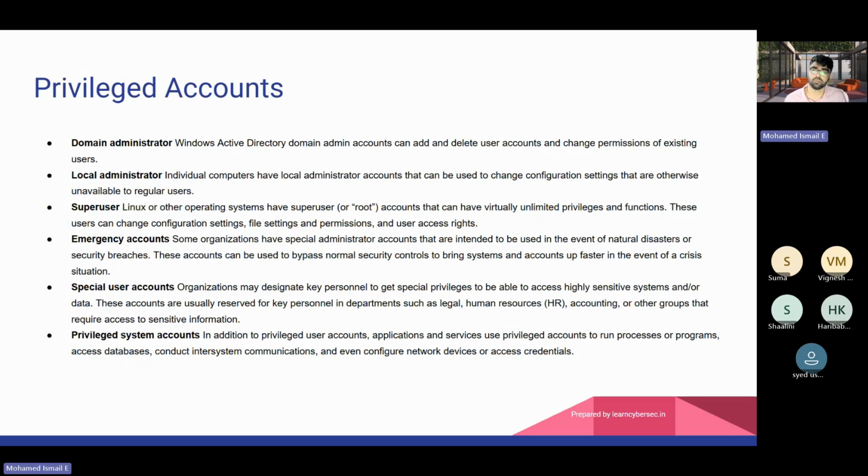But from an exam standpoint, you must know what all these accounts are. Just a simple definition, so I put the exact definition here. You just need to understand what a domain user is, what a super user is, what privileged system accounts are. For the exam, if there is a scenario, they will not provide the explanation. You must know what privileged system accounts means.